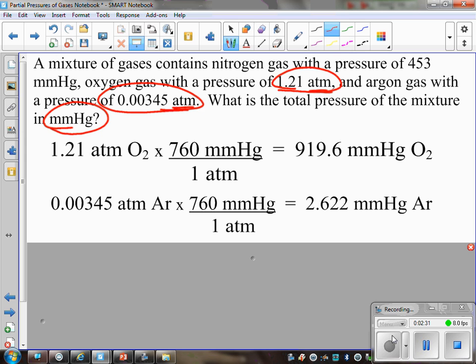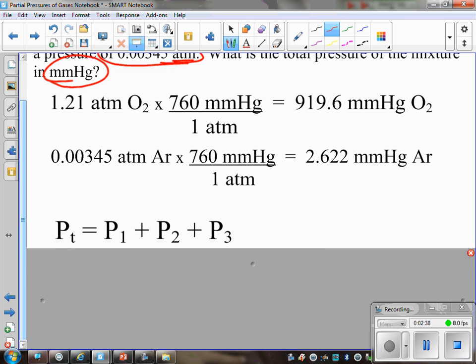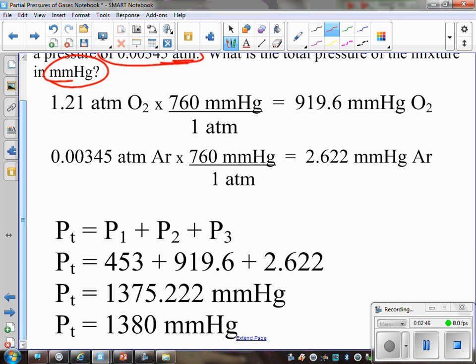Now we have all three of them. We already had one in millimeters of mercury. That was the nitrogen value. So we can go ahead and write our equation. So we have three different gases, oxygen gas, argon, and nitrogen. And we have all of them in the same unit. So I'm going to simply plug in those values. You can see my work here. I have them all plugged in. I have my equation, which you always have to show. I have my plugged in version of the equation. I've shown my unrounded, which you don't have to do if you don't want to, and then my rounded to correct sig figs answer. Okay, so we have 1,380 millimeters of mercury.